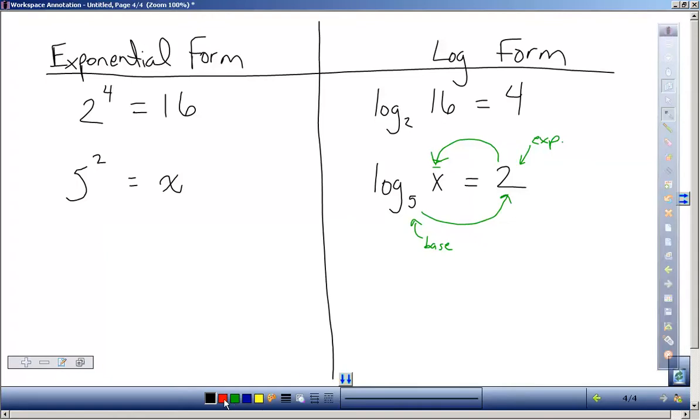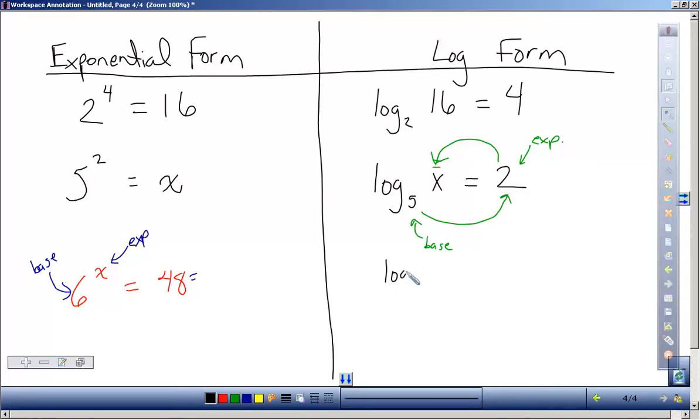So I took this log and I rewrote it as an exponential. You can also do something similar in the other direction. If I have 6 to the x power is equal to 48, this would be the exponential form. So things that I know: 6 is the base, x is the exponent, and 48 is what it's equal to.